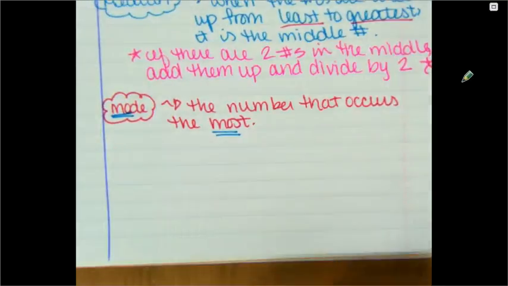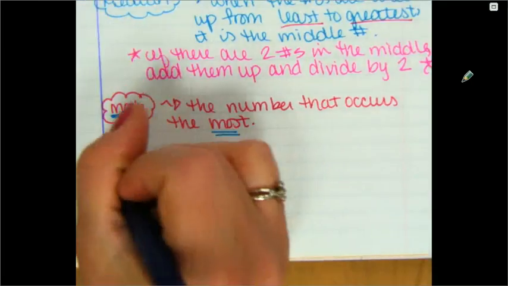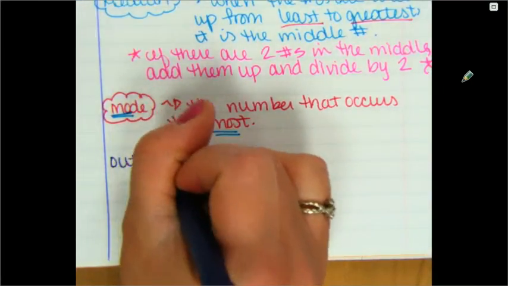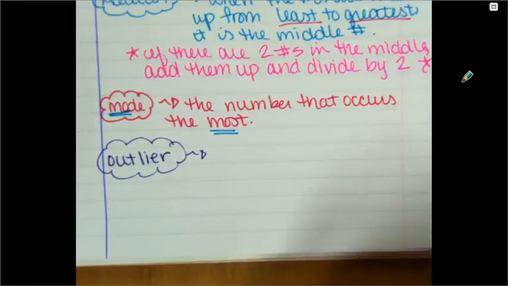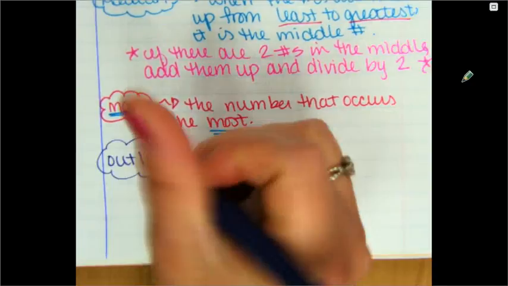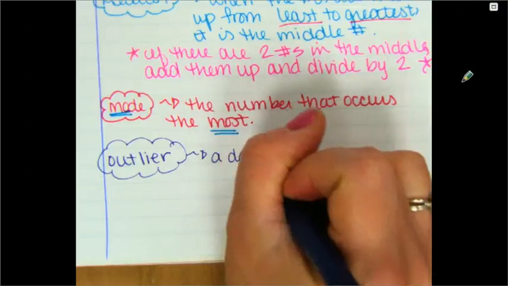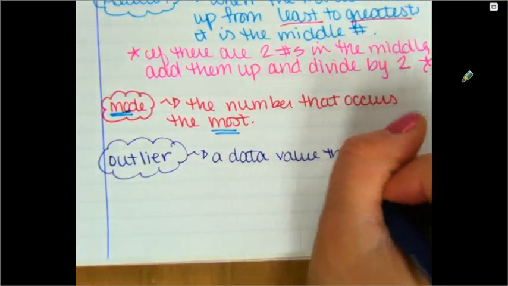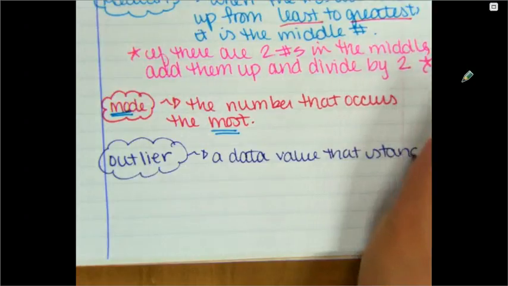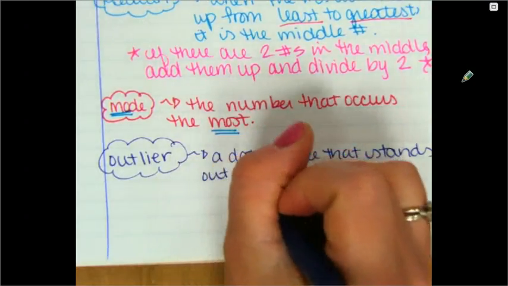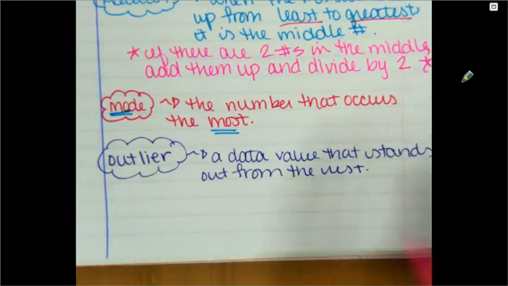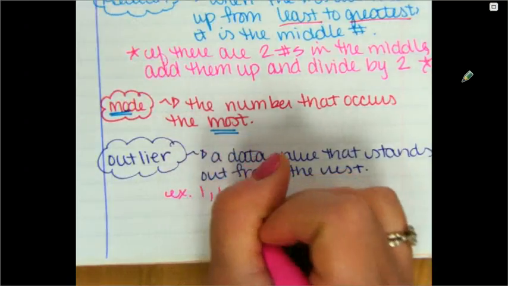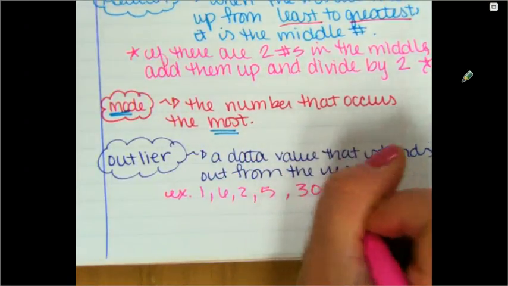Alright, let's talk about an outlier. Outlier. It's the data value that stands out from the rest. For example, if my data set was 1, 6, 2, 5, 30, and then 4, what's the outlier?